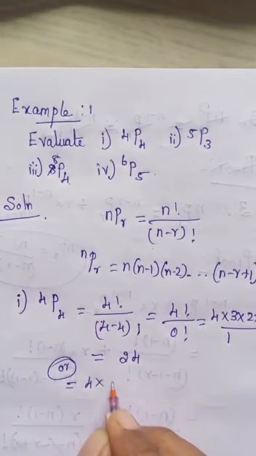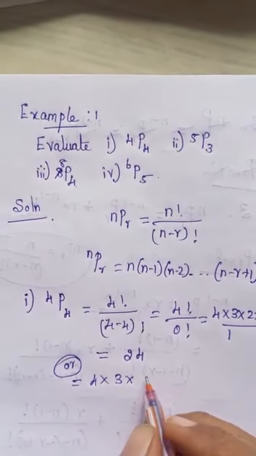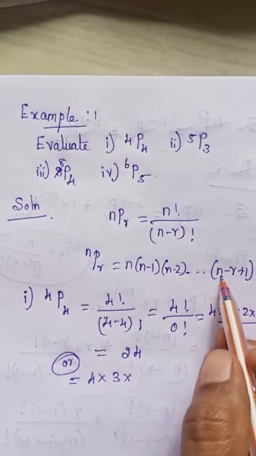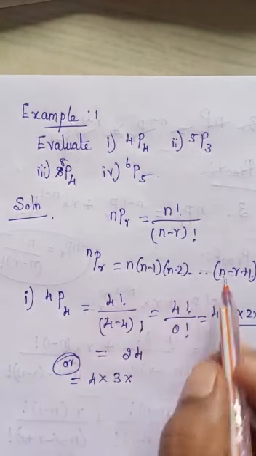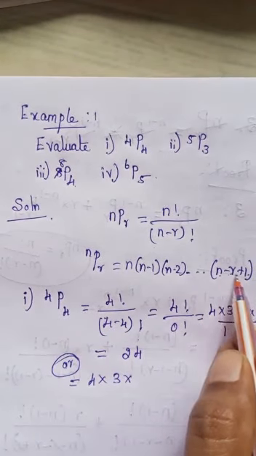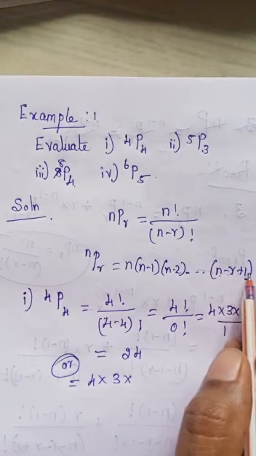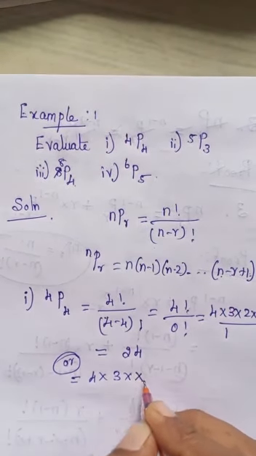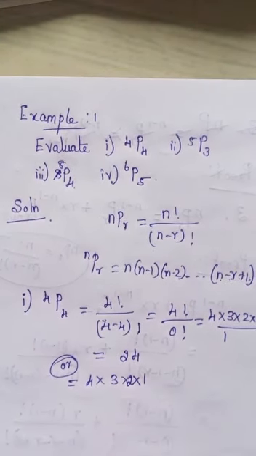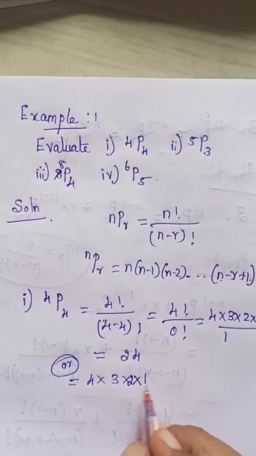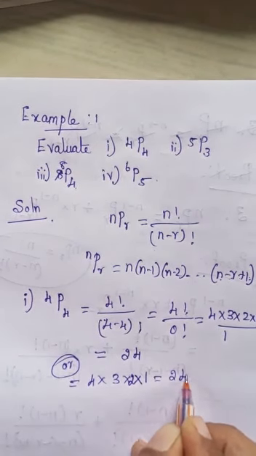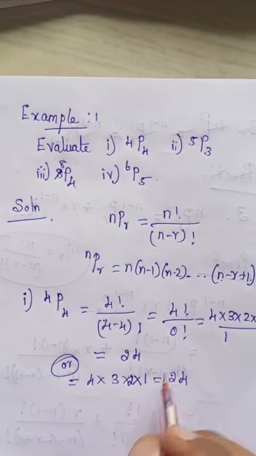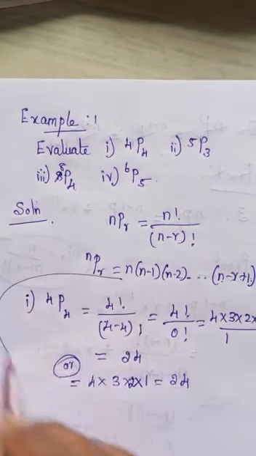4 into 4 minus 1, 3 into... last step, what is there? N minus r plus 1. So 4 minus 4 plus 1. 4 minus 4 is 0, 0 plus 1. So till 1 we need. So 2 into 1, 4 into 3 is 12, 12 into 2 is 24. This is also using this formula.